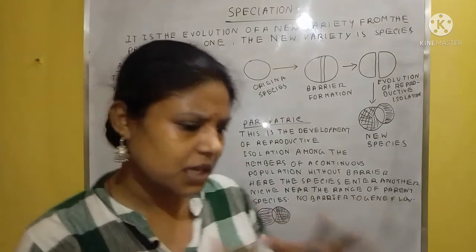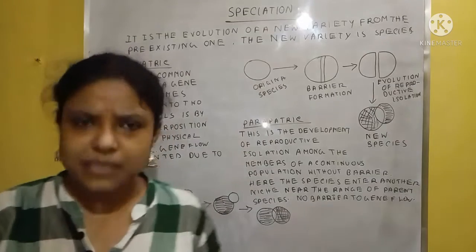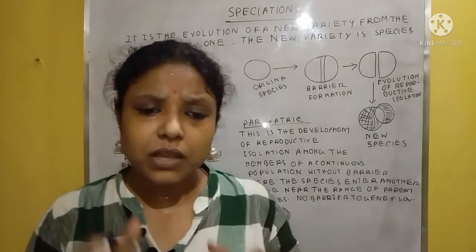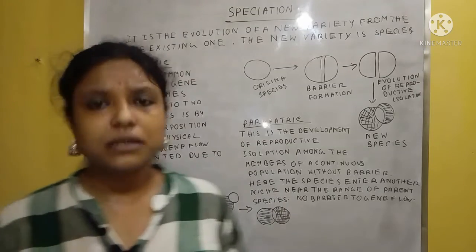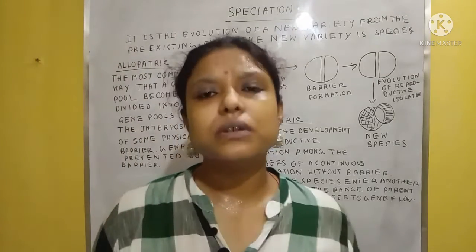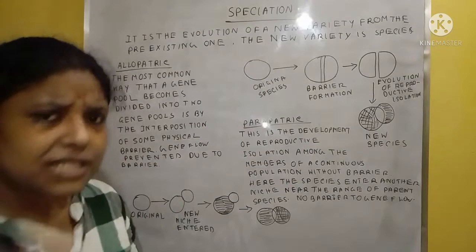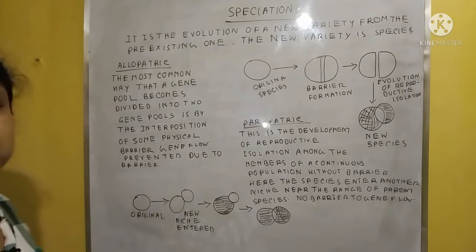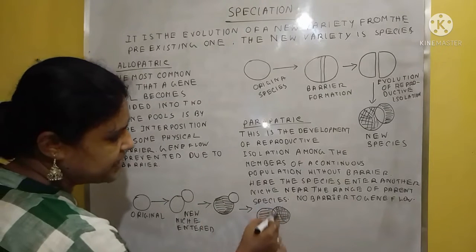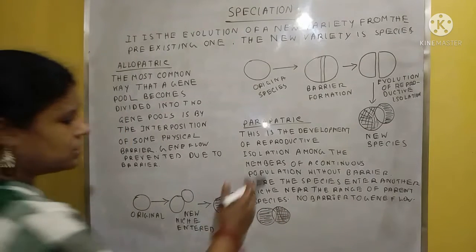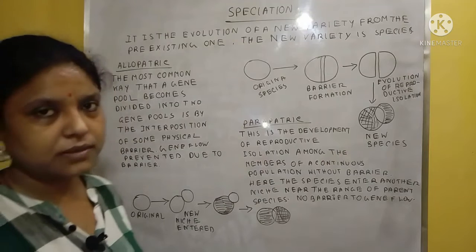Some group of individuals slowly separate and go to another habitat for more favorable conditions, or for getting more resources. So that's why the two species are separated. You see here, the two species are completely separated. But here the geographical barrier is not there.